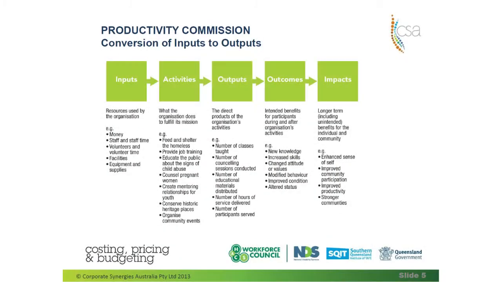What the Productivity Commission report suggests, however, is that we now need to start to have a look at outcomes and our impacts. And if we look at the last 2 sections of this model, we've got the outcomes as being the benefits for the participants during and after the organisational activity, and in the longer term, what the impacts are, not only for our organisation, for the individual client, but also for the community as a whole.